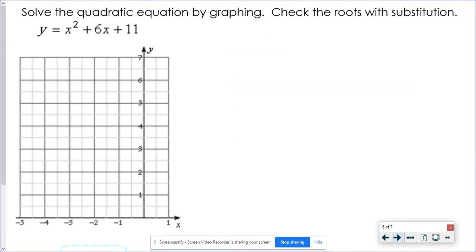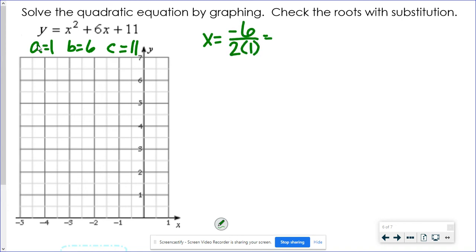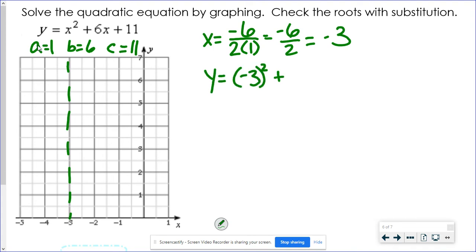Okay, one more quickly. Back to an A, B, and C. So A is 1, B is 6, C is 11. X equals the opposite of B over 2 times A. So x equals negative 3 is going to be my axis of symmetry. When I know that the x is negative 3, I'll say that y equals negative 3 squared, 6 times the negative 3 plus 11.